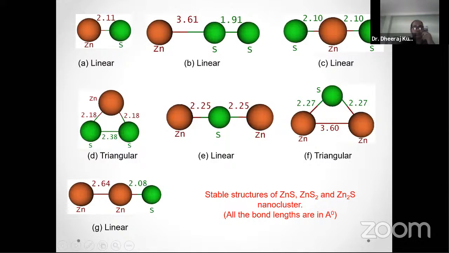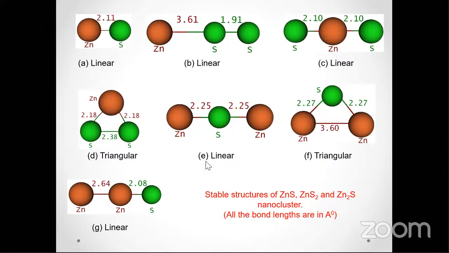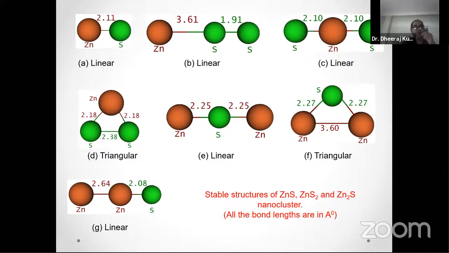So this is the figure of the nanoclusters. We have modeled 2 atoms and 3 atoms. For 2 atoms, we have just one candidate, while for 3 atoms, there are 2 configurations, ZnS2 and Zn2S. Each of the ZnS2 and Zn2S configurations has 3 candidates.